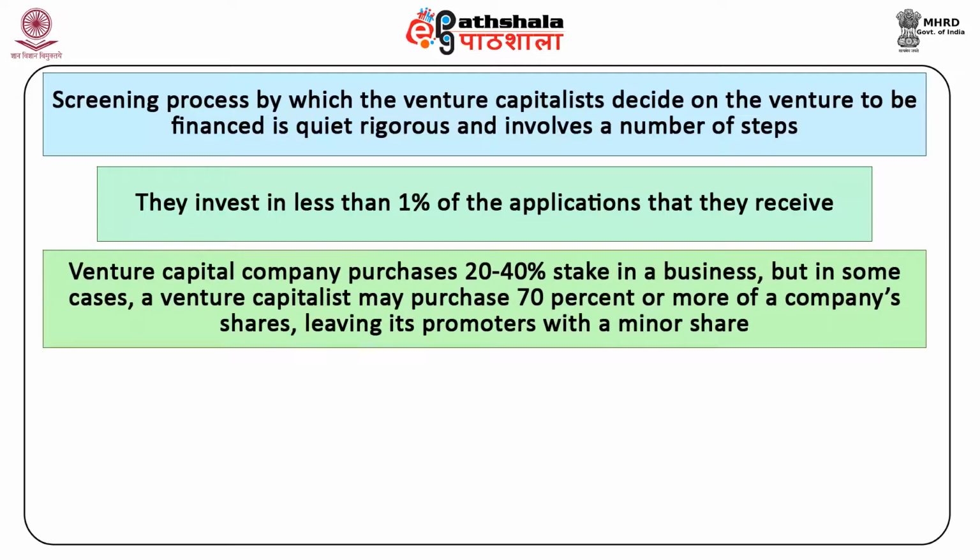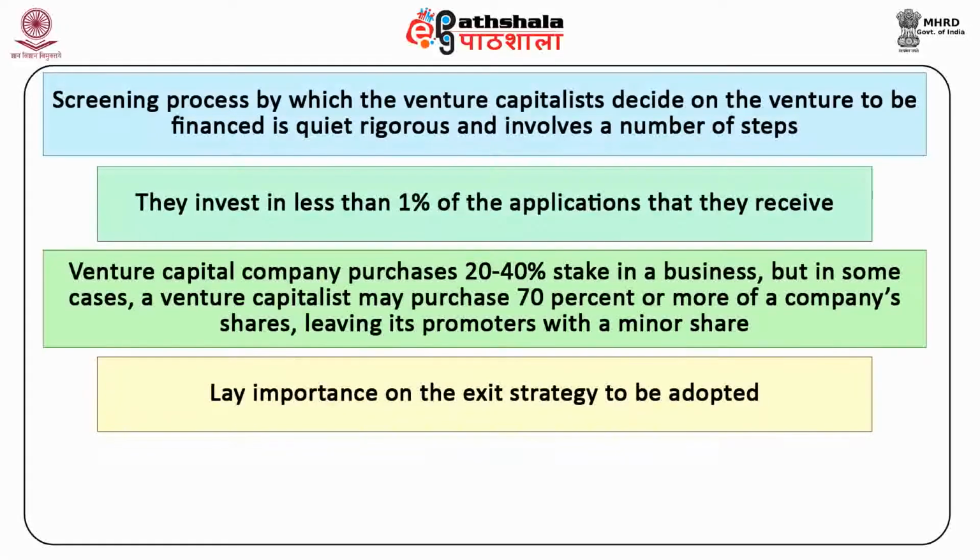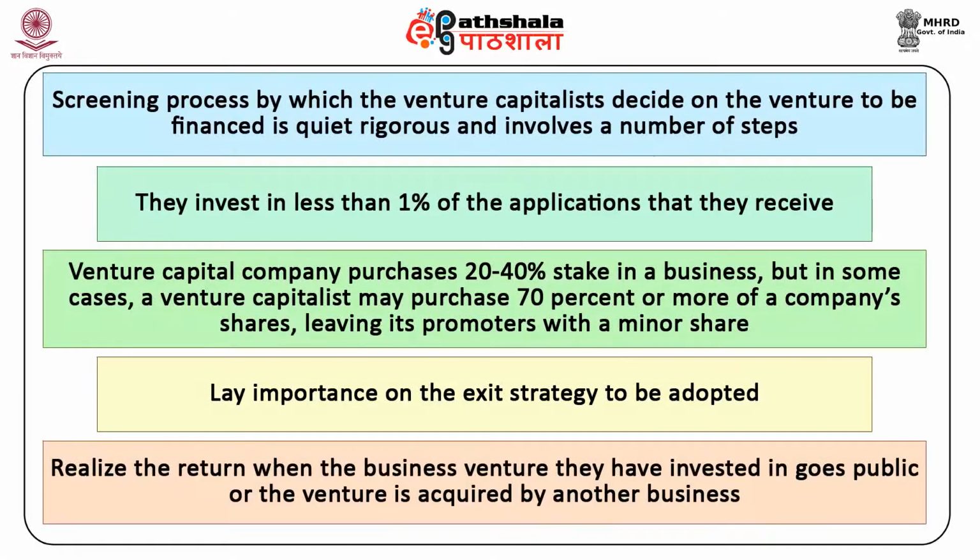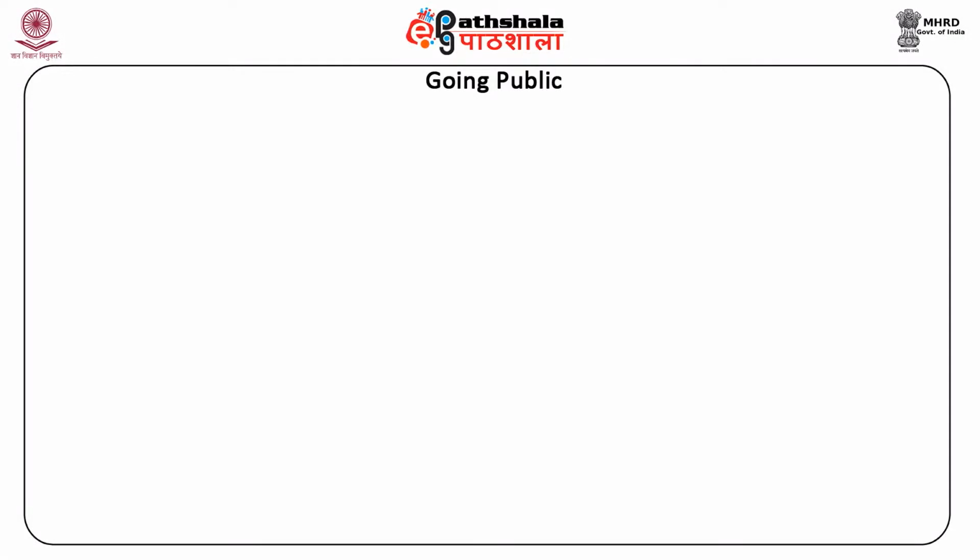Typically, a venture capital company purchases 20 to 40% stake in business, but in some cases, a venture capitalist may purchase 70% or more of a company's shares, leaving its promoters with a minor share. Venture capital companies also lay importance on the exit strategy to be adopted. They generally realize the return when the business venture they have invested in goes public or the venture is acquired by another business. Fifth is going public.